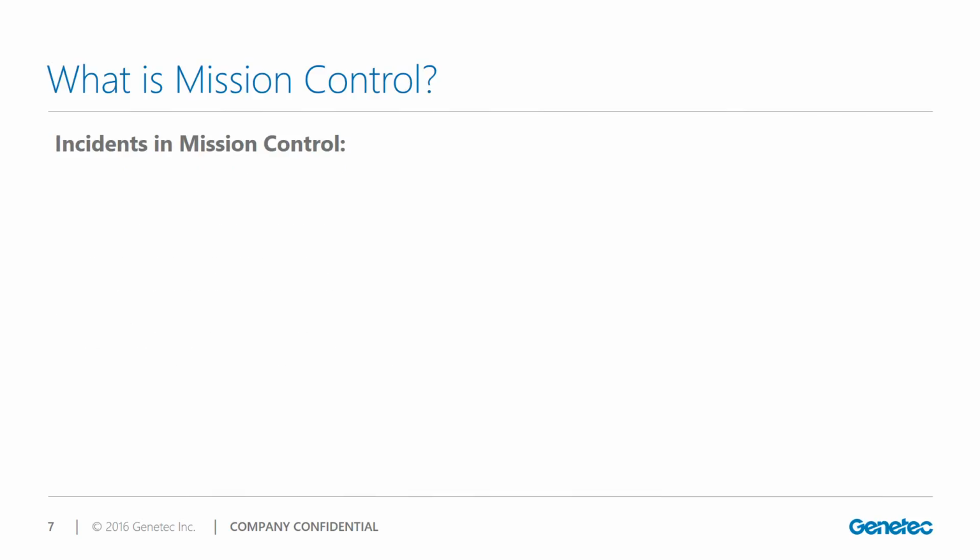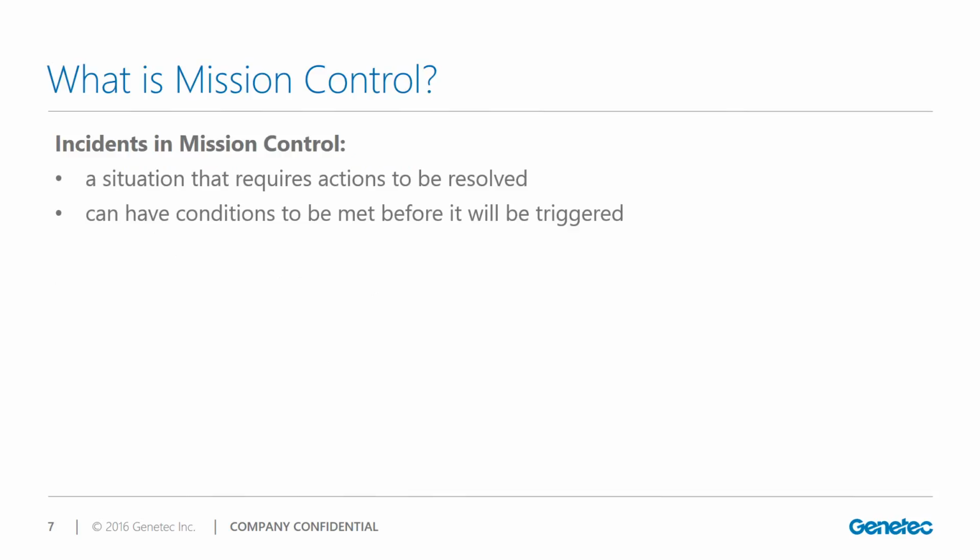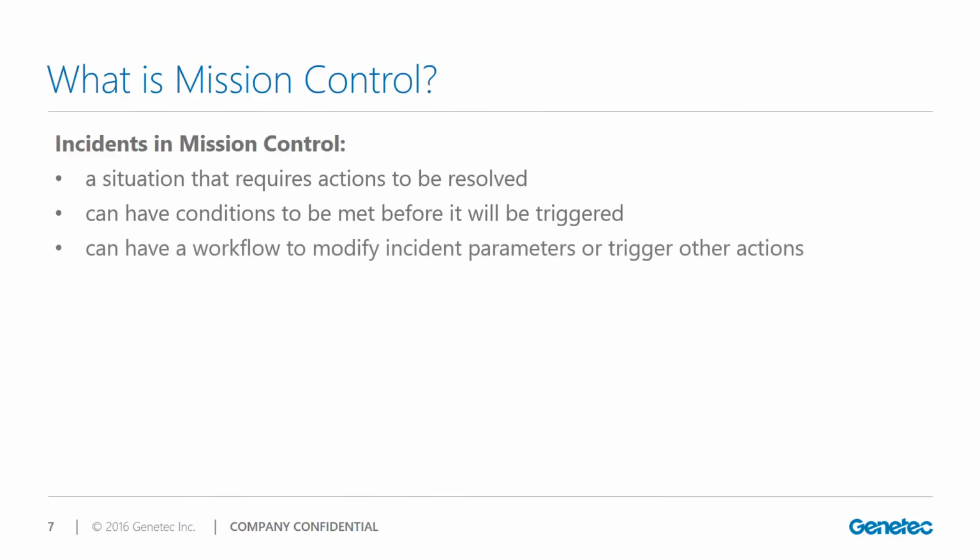An incident in Mission Control can be defined as a situation that requires actions in order to be resolved. Incidents can have conditions that need to be met before it is triggered, and can have a workflow that changes various incident parameters or triggers other actions while the incident is in progress. For example, we could only want to trigger an incident if we had an access denied event and then had a door forced open event within 30 seconds of the previous event. The workflow could be configured to change the priority of the incident when somebody was actively investigating the situation, and send an email once the incident has been resolved.